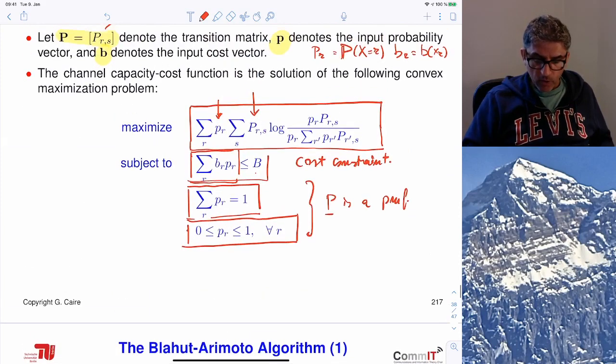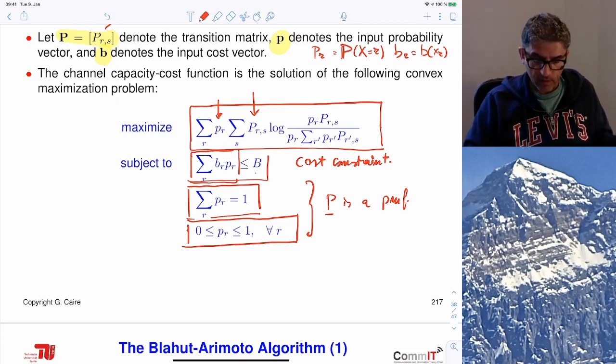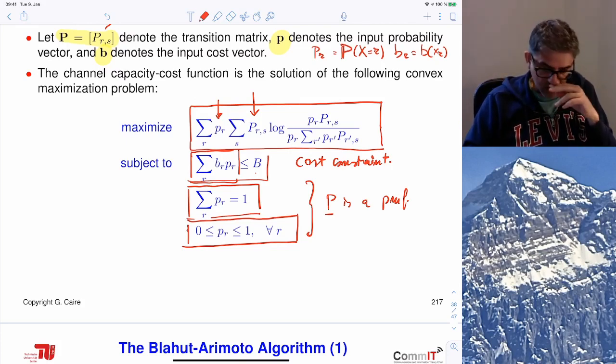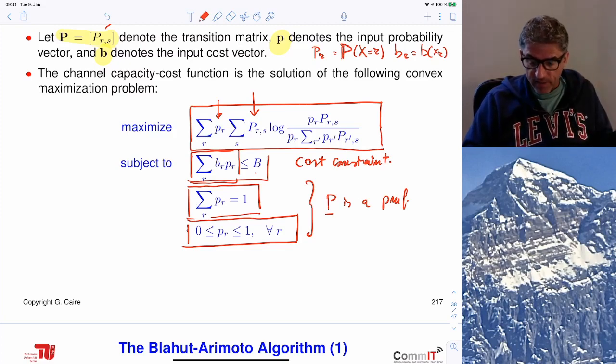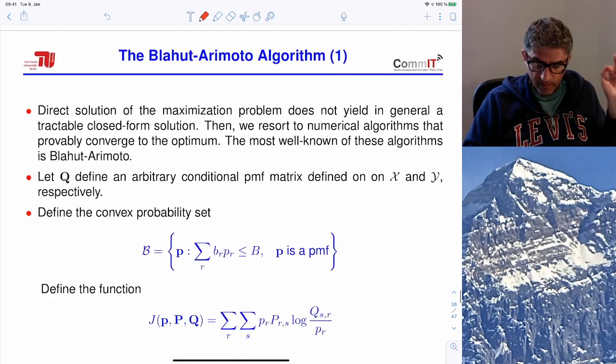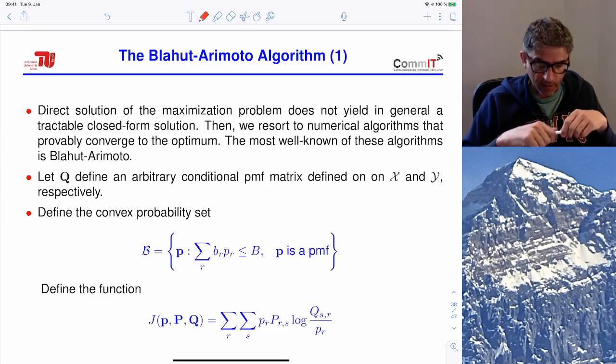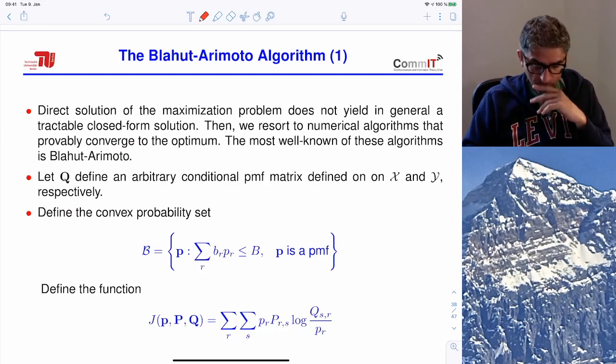So what you can do is take this problem, write it in CVX, put it into MATLAB, and solve it. For a given probability matrix, you will get the capacity and the corresponding probability vector. However, this does not exploit the property of the problem, and so here we present an algorithm that in fact exploits the property of the problem. So it's nice because it's not a general convex solver, it's something that works for this problem explicitly.